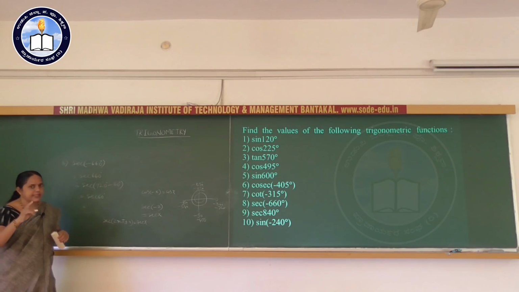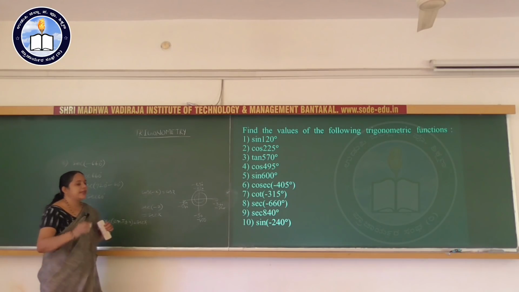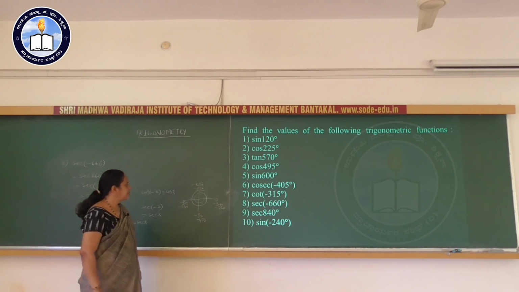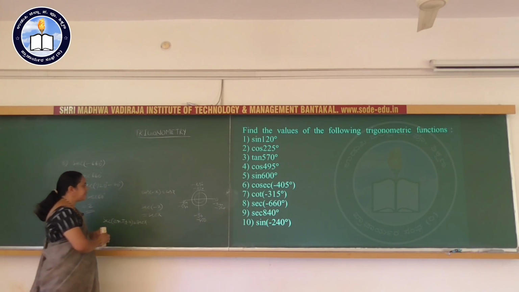We know cos 60 is equal to half. Therefore, secant 60 is equal to 2. So the answer is positive. It's equal to plus 2.